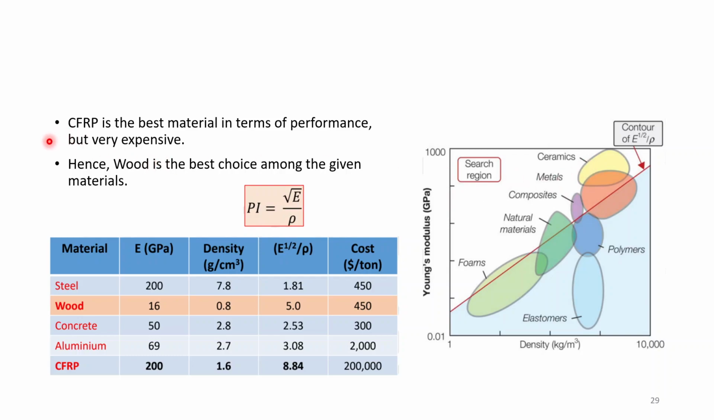So CFRP is the best material in terms of performance, but it is very expensive, hence wood is the best choice among the given materials. Now from this table you can see the value of E, density and the value of root E upon rho. Now this is highest for CFRP, but second highest for wood, and its cost is very low, while for CFRP the cost is very high.